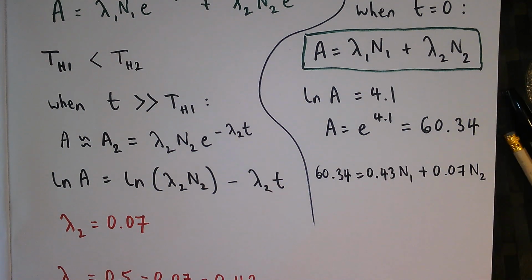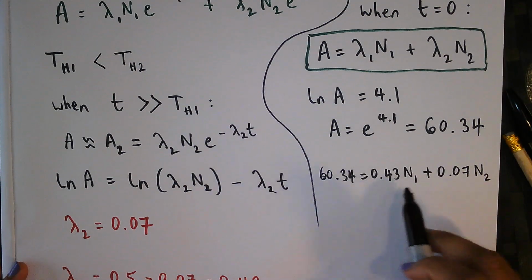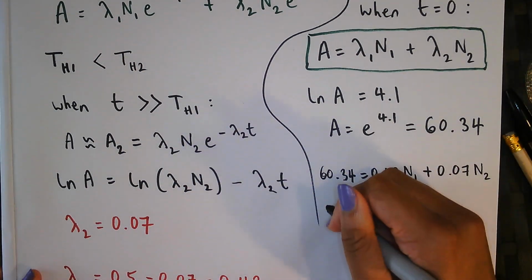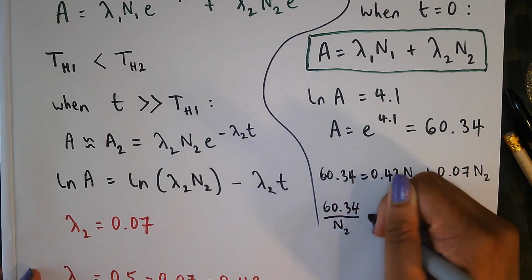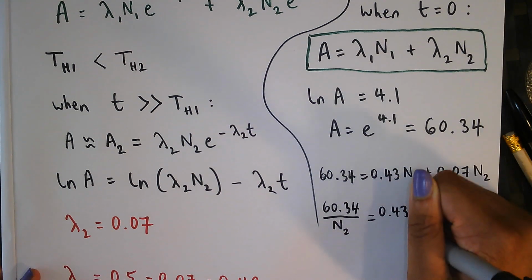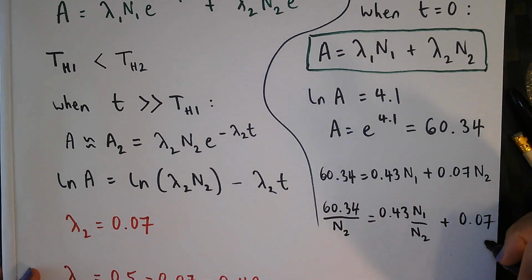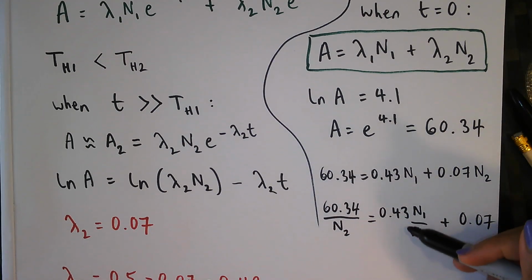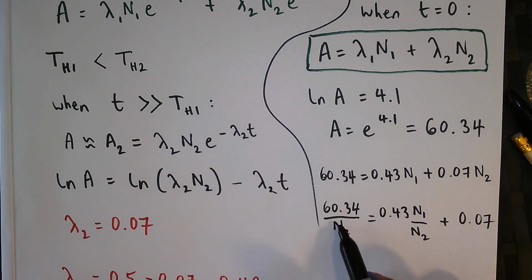And because we are trying to work out n1 over n2, if we divide everything by n2, then we get 60.34 over n2 equals 0.43 n1 over n2 plus 0.07. So we just want this n1 over n2 part, but so that we can see, we need the value of n2.